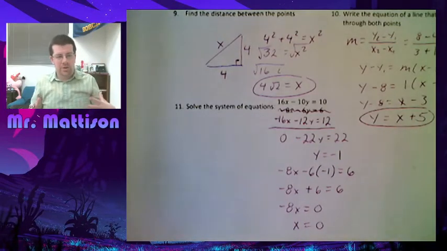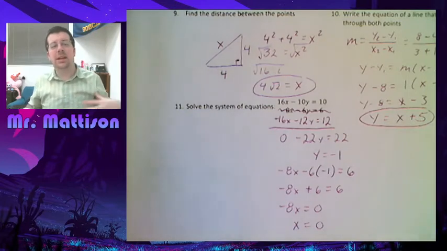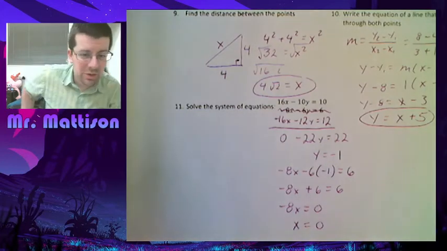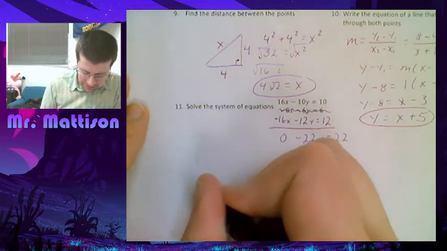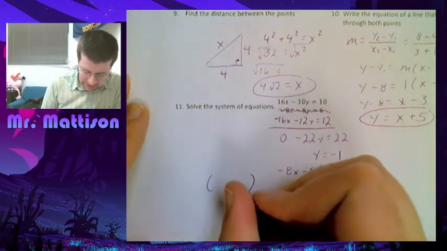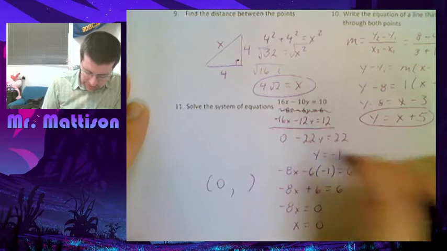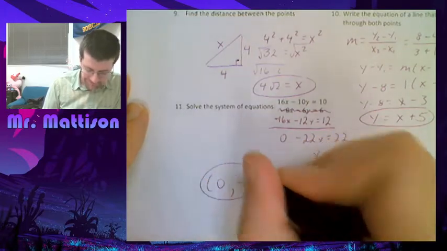You want to write your answer as an ordered pair. It doesn't really matter for this particular problem, but to get us ready for stuff that we're going to start seeing more in the future, always write your answers to systems as an ordered pair. So this is the point 0, negative 1.